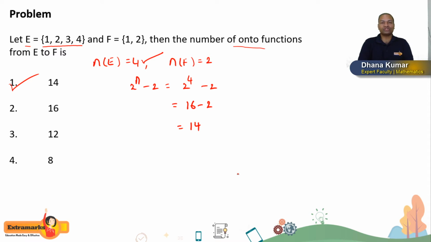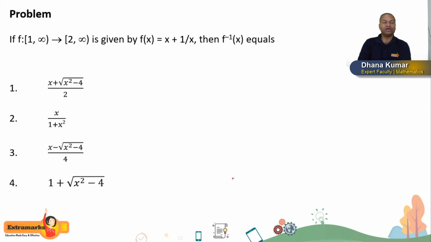Number of onto functions using permutations and combinations, I will explain that also. Okay, let us see next, the inverse concept. One problem is there. See here, if f from the closed interval 1 comma infinity to the closed interval 2 comma infinity, f of x is equal to x plus 1 by x, then find f inverse of x.